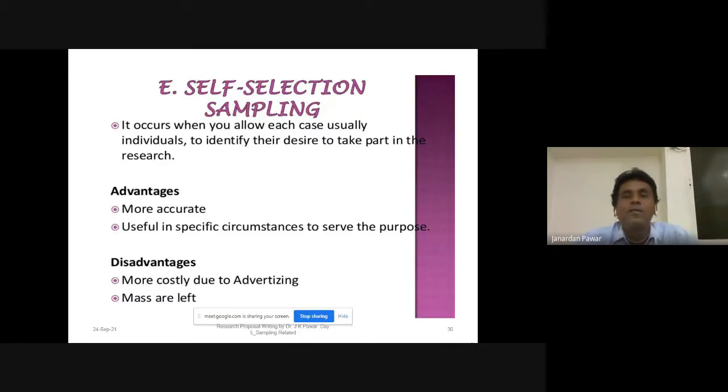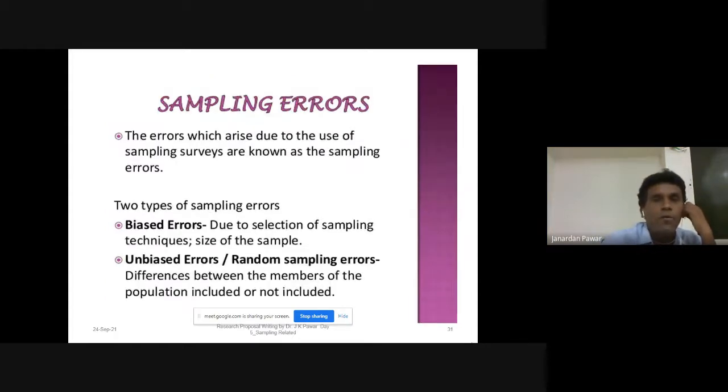But I have not seen any researchers who have taken this method for their research in my short span of career. So this one is the self-selection sampling. Now moving on to the next one. The most important parts, the methods, are over, as we have seen two methods, probability sampling and non-probability sampling.